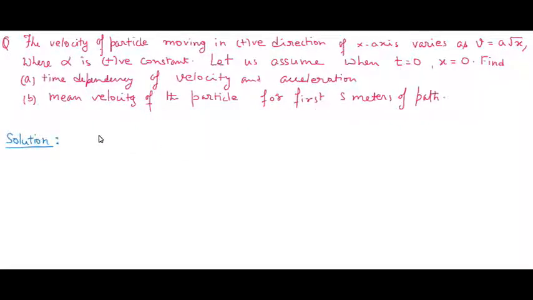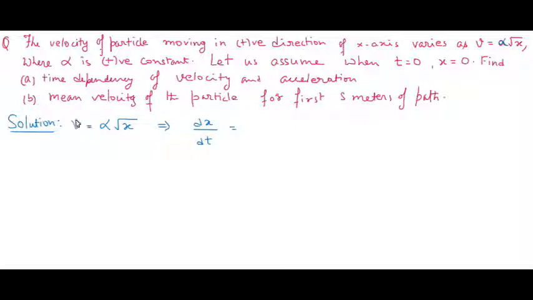So it is given that v is equal to alpha under root x. This is alpha under root x. So if you differentiate, then we can write dx by dt is equal to, if you differentiate it, this is v.